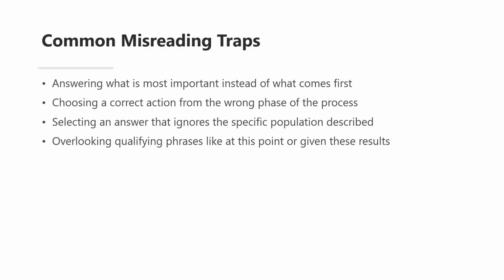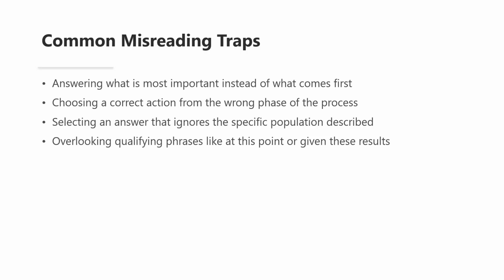The third trap involves ignoring the specific population or setting described in the scenario. An intervention that works beautifully for college students may be completely inappropriate for elderly adults in a rural community. NCHEC expects you to consider the audience described in the stem when selecting your answer.